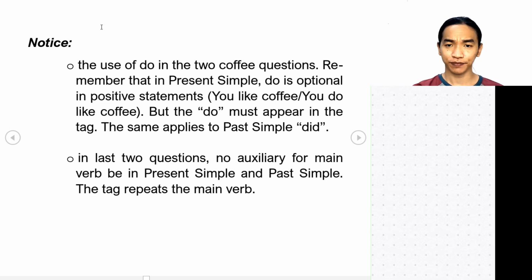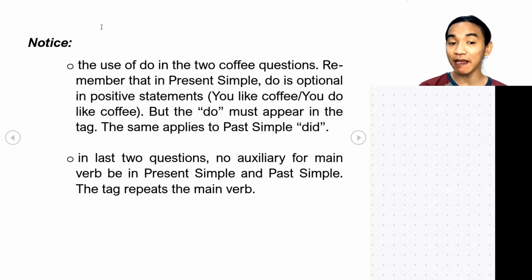Now you have to notice the use of do in the two coffee questions. Remember that in present simple, do is optional in positive statements. We just put it there as an emphasis to the action. You like coffee, you do like coffee. So it must appear in the tag then. If you only have a main verb, just like what I said, use do for your tag question. It is a must.